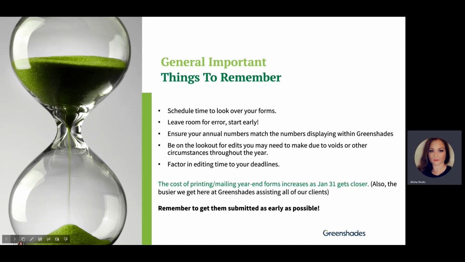Also, once you get everything over to Greenshades, be on the lookout for edits that you may have needed to make but didn't. Maybe you found somebody's totals to be wrong and that reminded you of a void that you did back in first quarter, and now you need to go file a 941 correction, also get this W-2 updated. All of those things take time. So I highly recommend trying to start as early as possible. And then factor in that editing time and turnaround time for those different things into your deadlines. If you're trying to meet a particular pricing deadline, make sure you're giving yourself enough time to meet that.